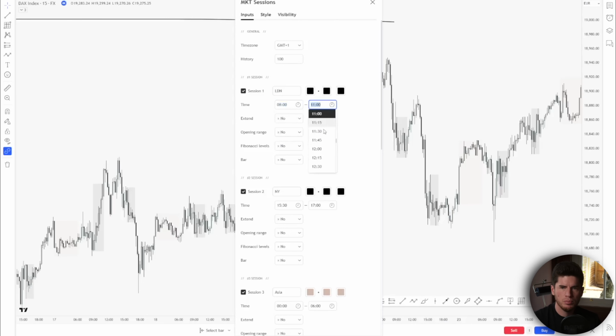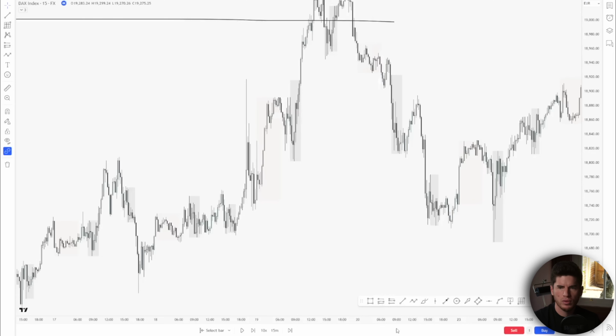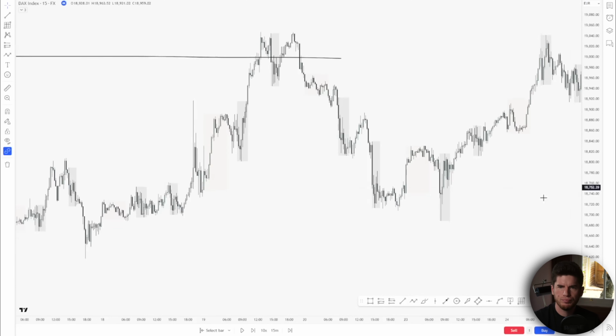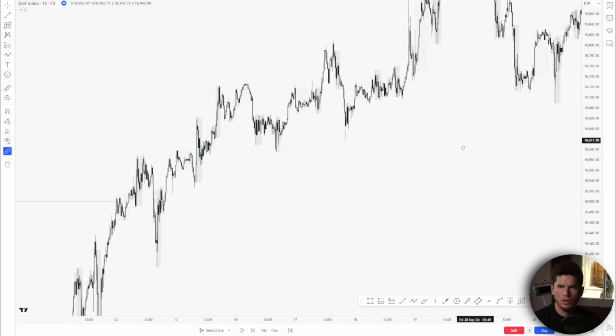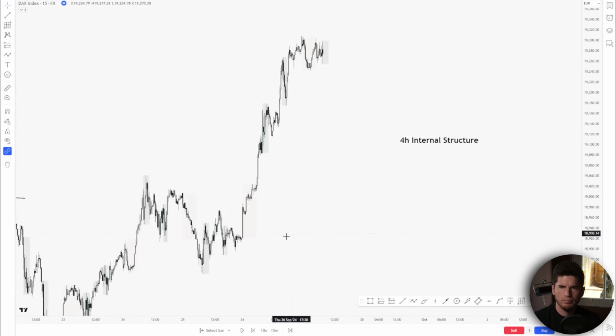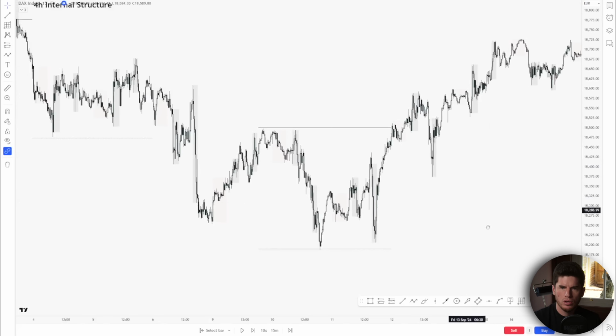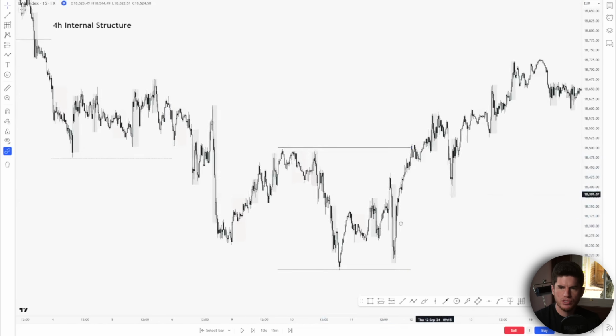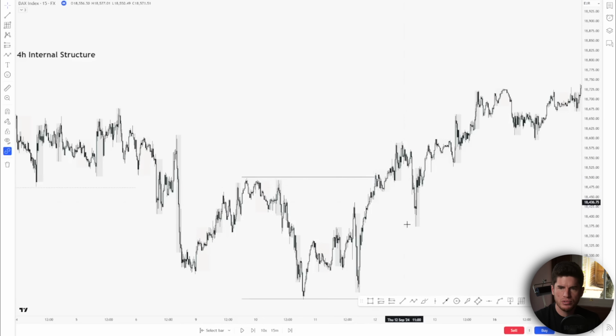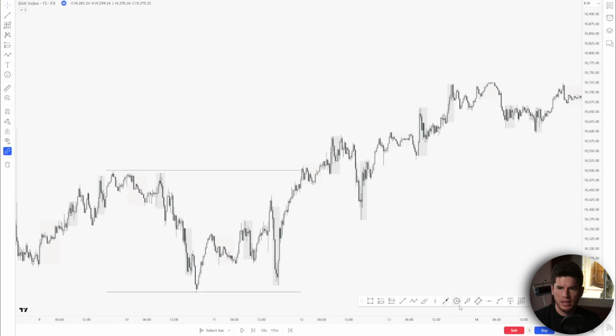My London session, by the way, is 8 a.m. till 10 a.m. UK time, and New York for me is 2:30 till 4 p.m. again UK time. So I'll adjust those. And where are we? All the way back here. Here we go. So this is our 4 hour bearish range. This is our 4 hour shift to the upside. And this is our 15 minute, which has already begun to create higher highs and higher lows, right?